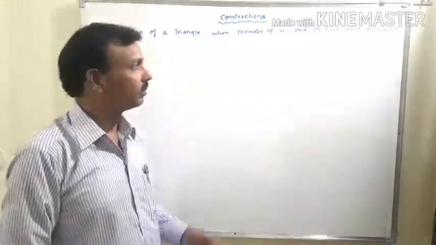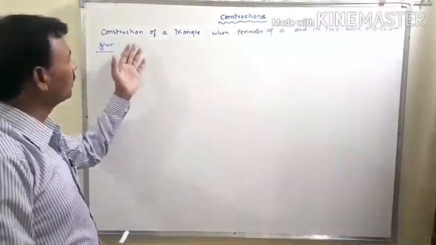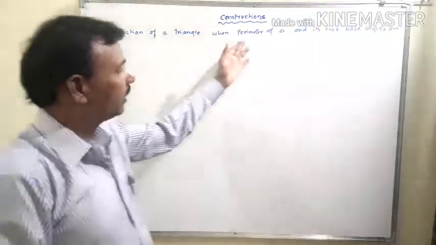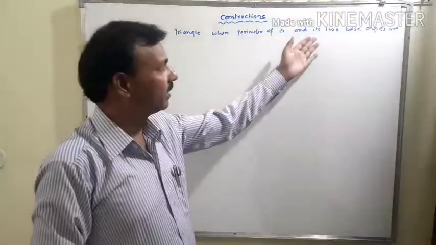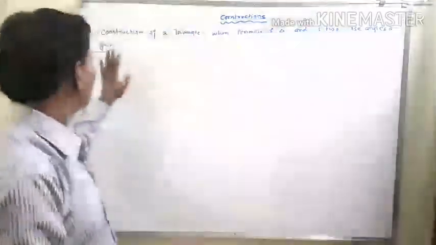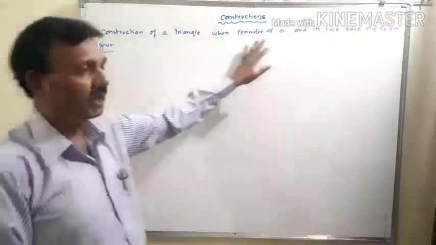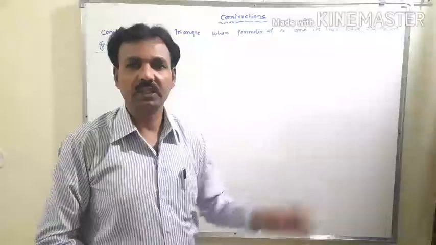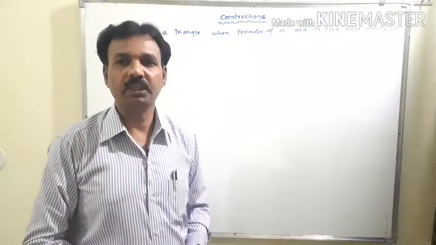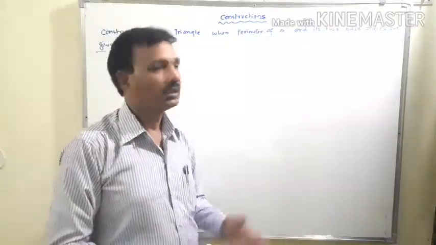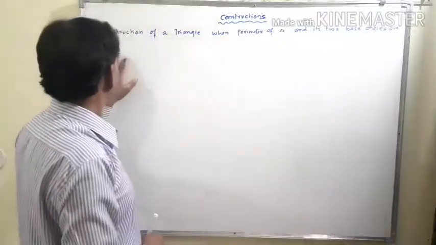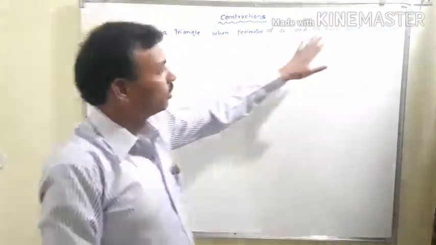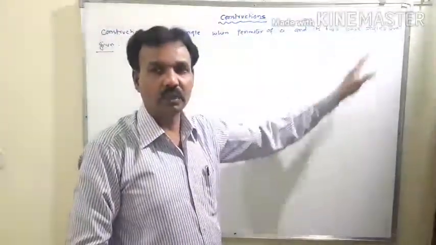Hello students, in this video we will discuss the construction of a triangle when the perimeter of the triangle and its two base angles are given. Perimeter of a triangle means that AB plus BC plus CA, that is, the sum of all three sides, is given, and two base angles are also given.